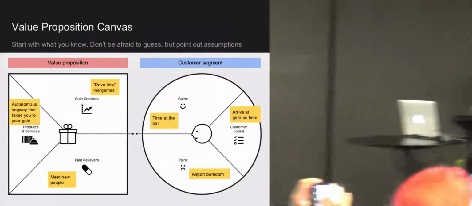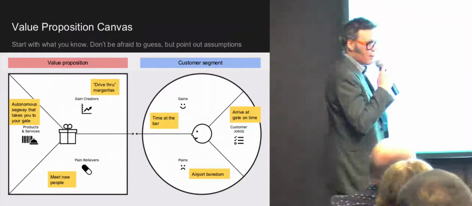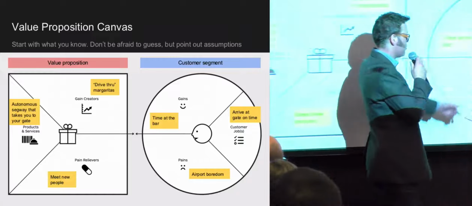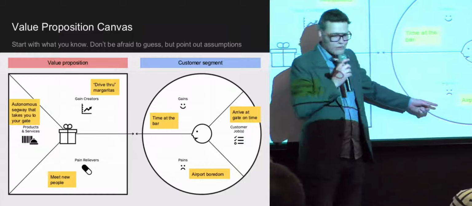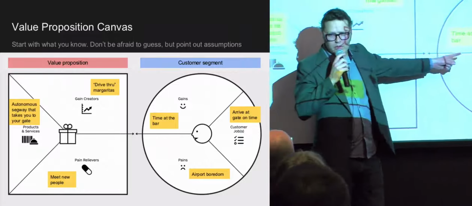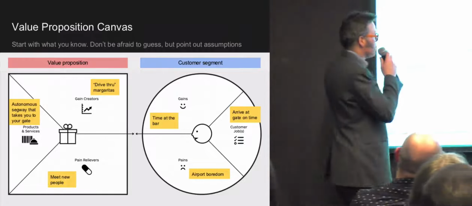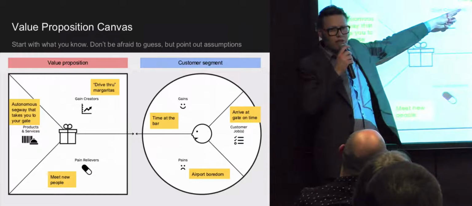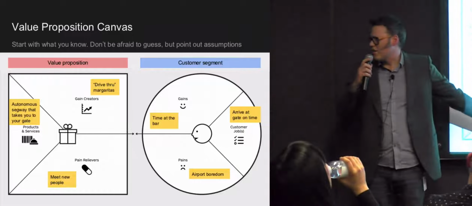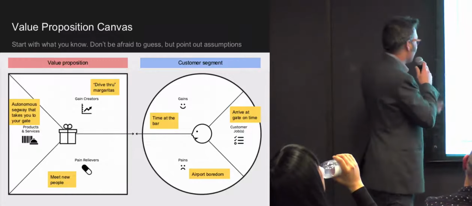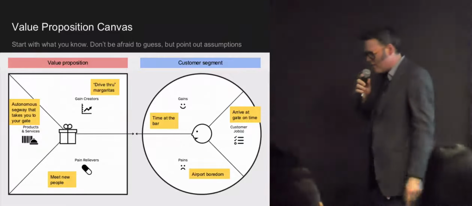So basically, we've mapped out some for our PTA here. Basically, we've found out through our research that our customers would like to arrive at the gate on time. We know that sometimes they get bored, and we know that they'd like to spend more time at the bar. So what does that mean for our product? It means basically that we need to provide drive-through margaritas. We need to provide people the opportunity to meet new people. And we need an autonomous Segway that takes you to your gate and never makes you late.